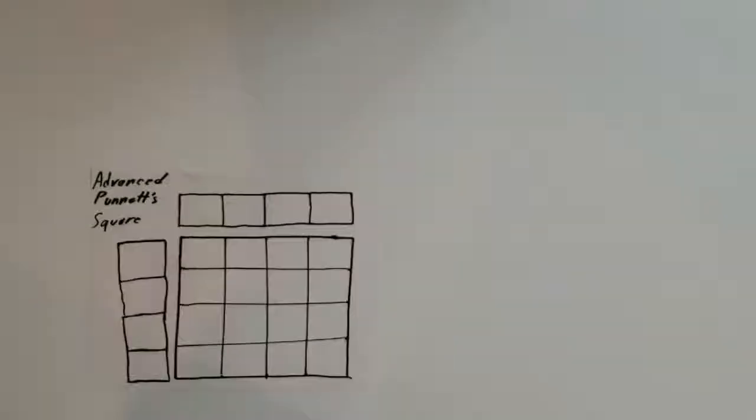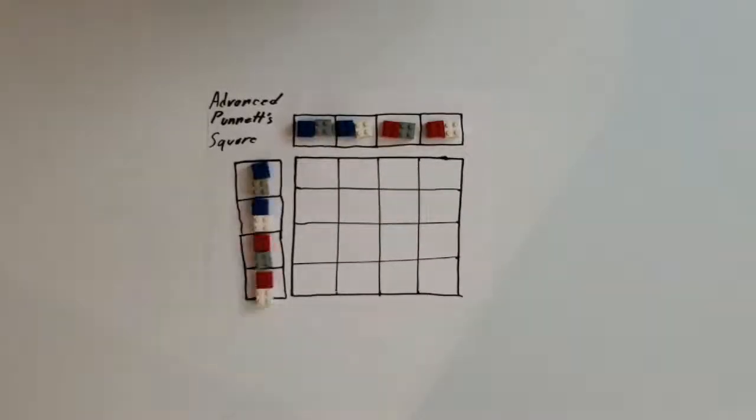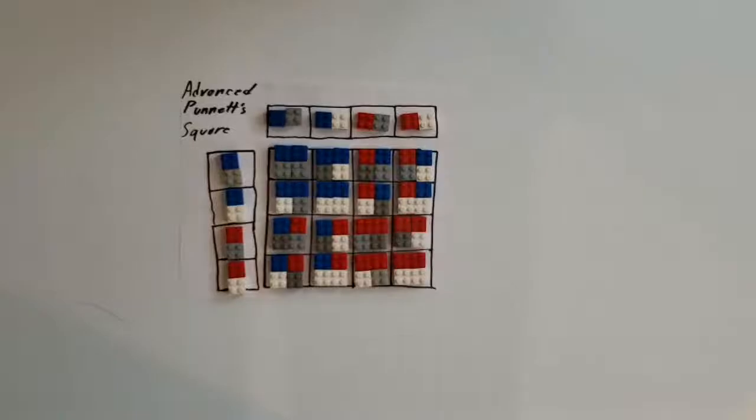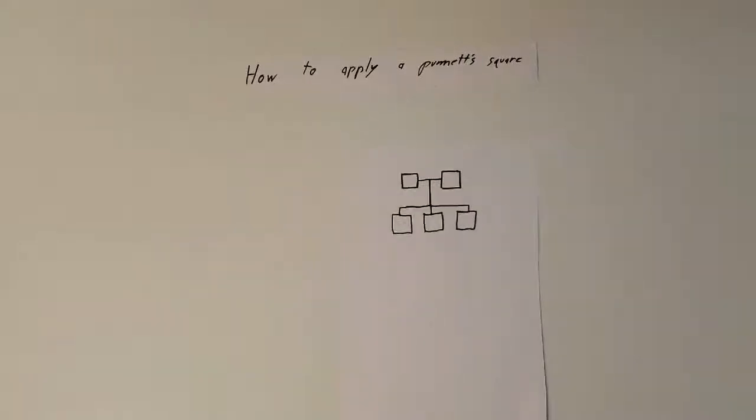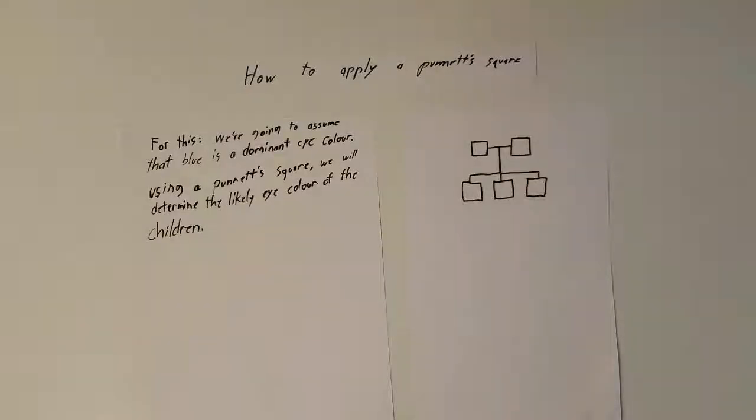If one wants to add more traits into the mix, they can simply increase the size of the square, showing all possible variations of the new mix of genotypes. We can then use this method to determine the likely traits of a genealogy by comparing the traits of the parents on a Punnett square. In this case, we'll assume that the blue trait is dominant and the white trait is recessive.